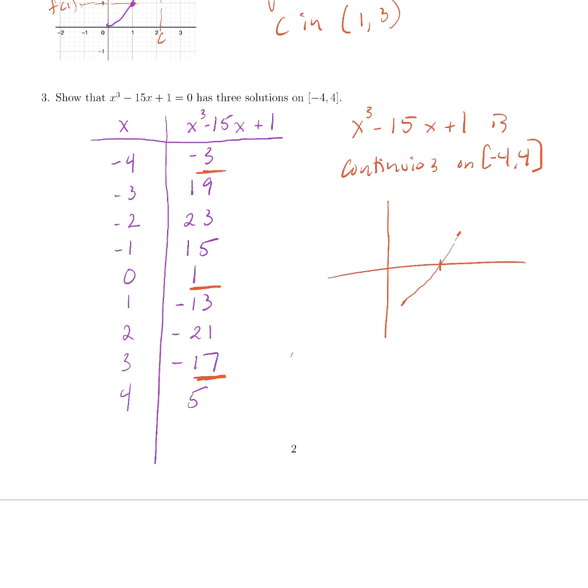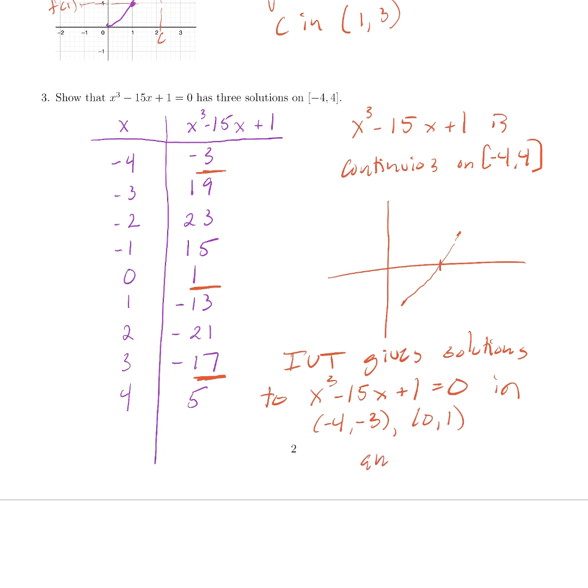So the intermediate value theorem gives solutions to x cubed minus 15x plus 1 equals 0 in each of the following intervals. Well, we switch from negative 4 to negative 3, so there's a solution in that interval. We switch from 0 to 1, so there's a solution in the interval from 0 to 1. And finally, we switch from 3 to 4, so there's a solution somewhere in the interval from 3 to 4.